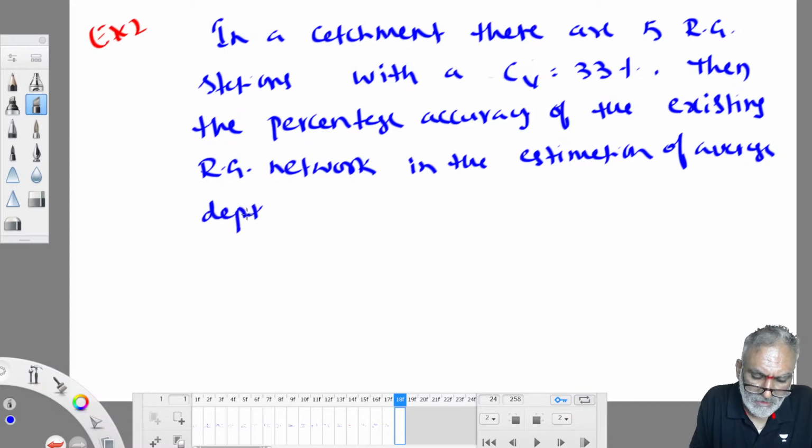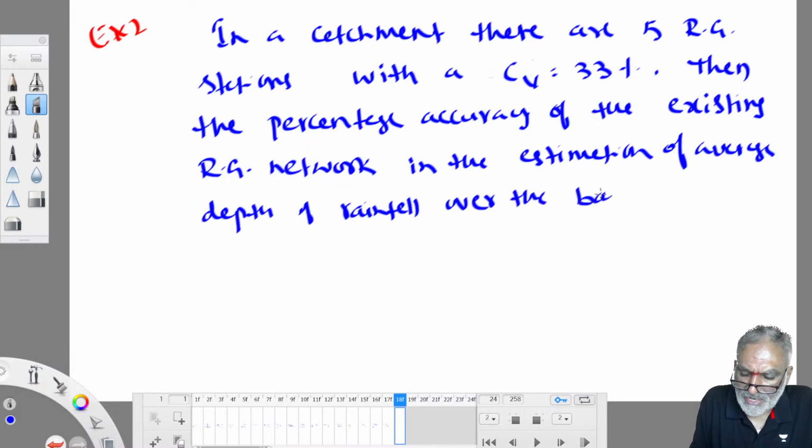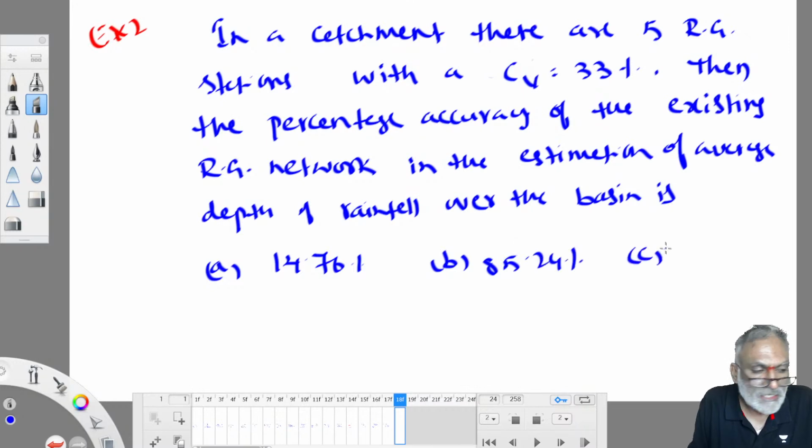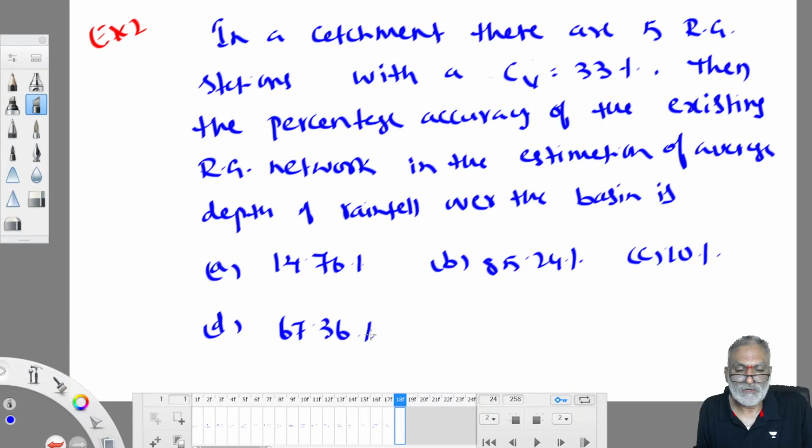Come on, work out. Basin means catchment only. So options given are: Option A is 14.76%. Option B is 85.24%. Option C is 10%. Option D is 67.36%. Come on, work out.